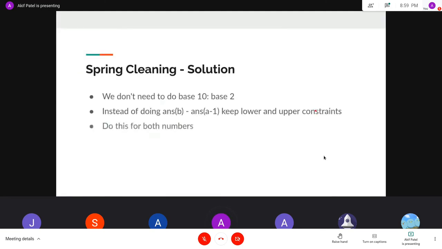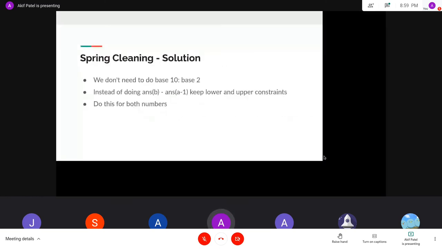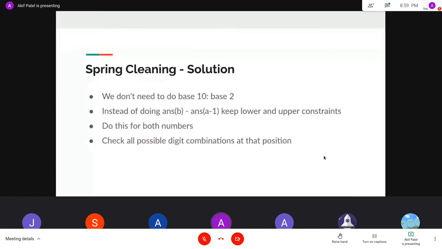And then we can do this for both numbers, like you were saying. So we actually end up having four constraints: low A, high A, low B, and high B. And then at any given position, we just check all possible combinations and see which ones satisfy our conditions.